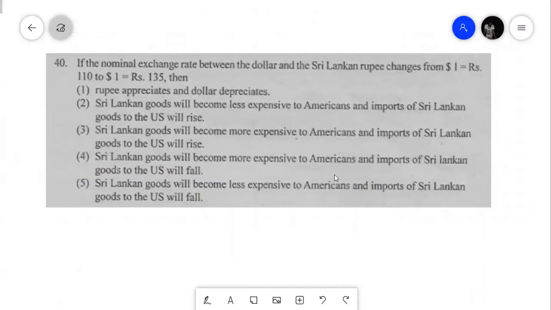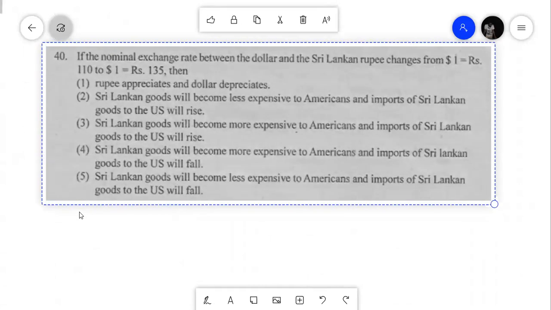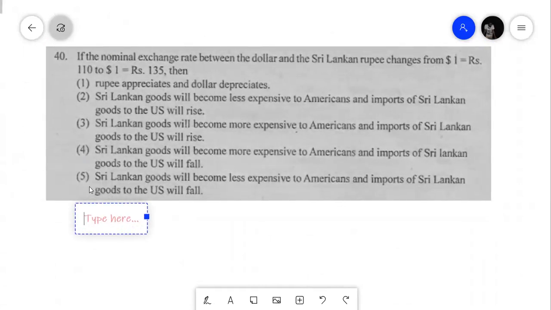Okay, question 40. If the nominal exchange rate between the dollar and the rupee changes from rupees 110 to 135, can you all tell me, has the Sri Lankan rupee, LKR, appreciated or depreciated? 110 became 135. It depreciated, right? And then the US dollar appreciated. Right? That's how it happened.